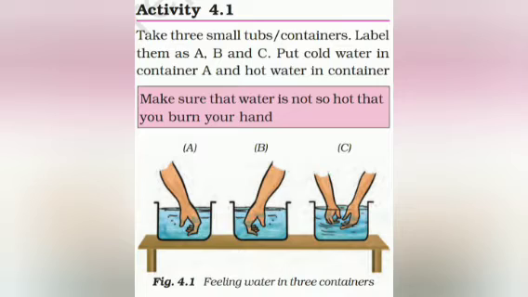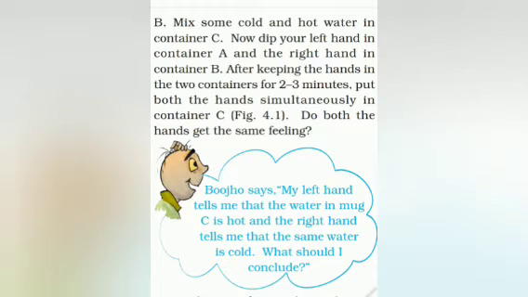You can do the activity. Take 3 small tubs, containers A, B, C. Put cold water in container A, hot water in container B, like that. Make sure the water is not so hot that your hand may burn. In container C, you can take a mix of hot and cold water. Now dip your left hand in container A and the right hand in container B. After keeping the hands in the two containers for 2 to 3 minutes, put both hands simultaneously in container C.